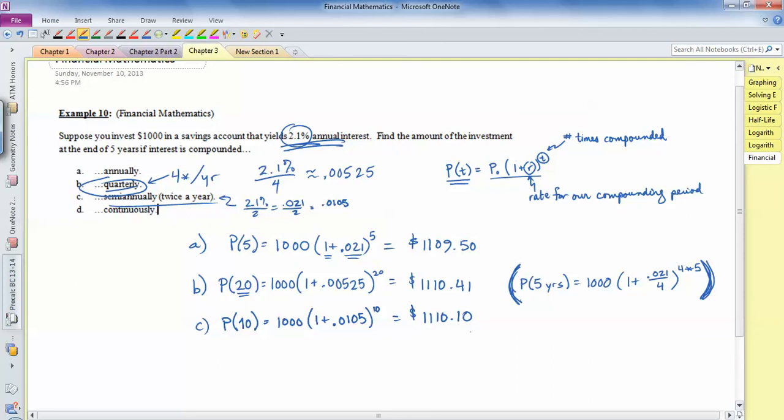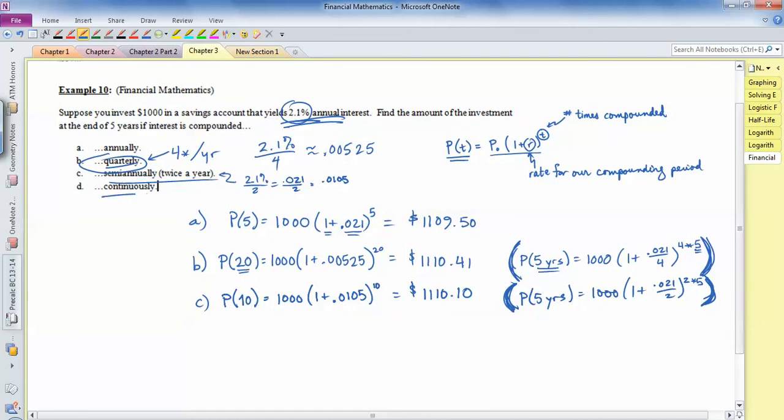$1,110.10. And if I wanted to do the same thing that I did over here where I keep it in terms of years, then I could write this as P of 5 years equals 1,000 times (1 plus 0.021 divided by 2), and then I compound it twice a year for 5 years. So again, that's another way of writing this.